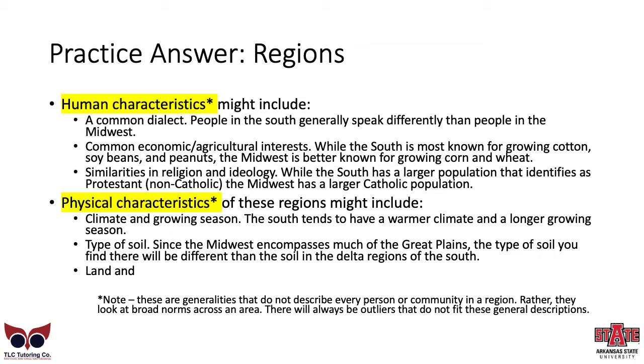You may also look at the type of soil. Since the Midwest encompasses much of the Great Plains, the type of soil you will find there is much different than the soil you'll find in the Delta regions of the South.